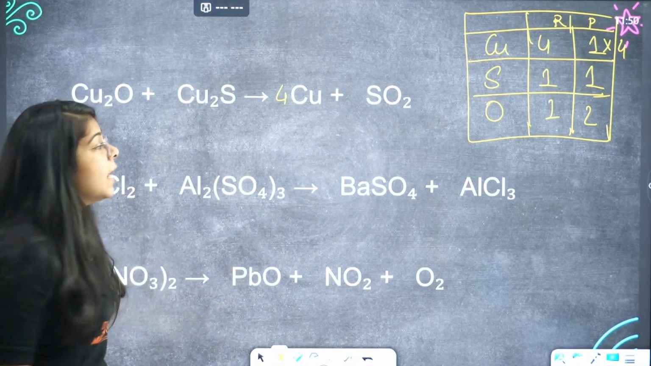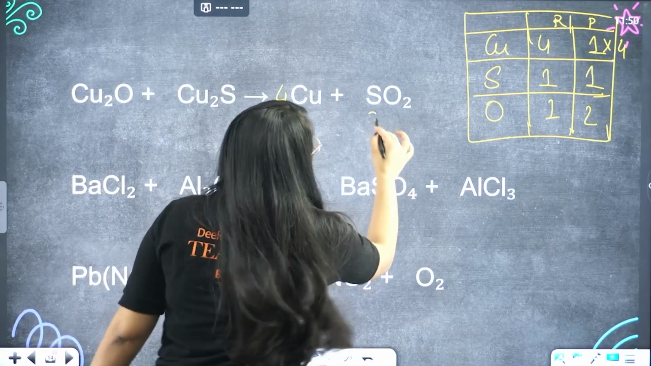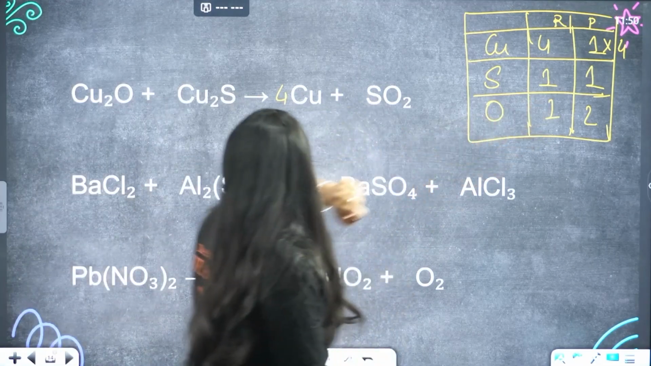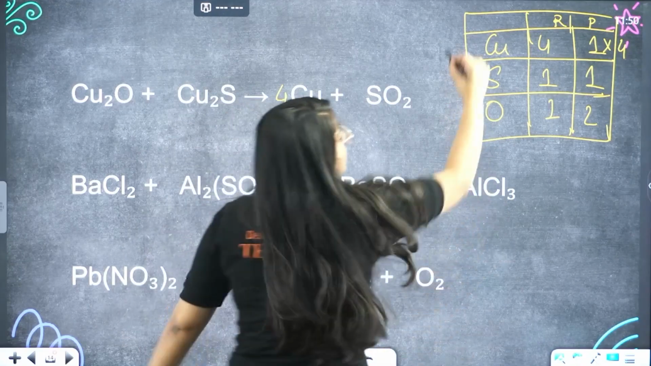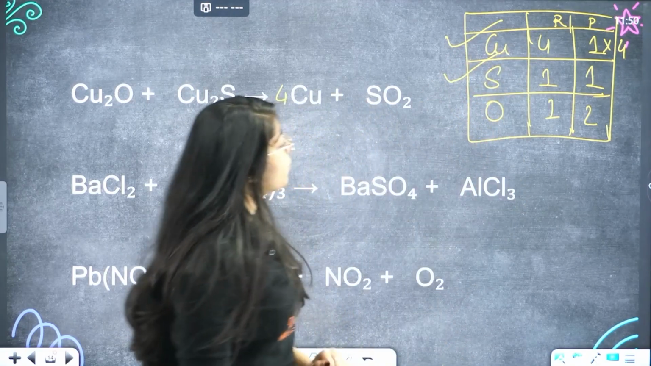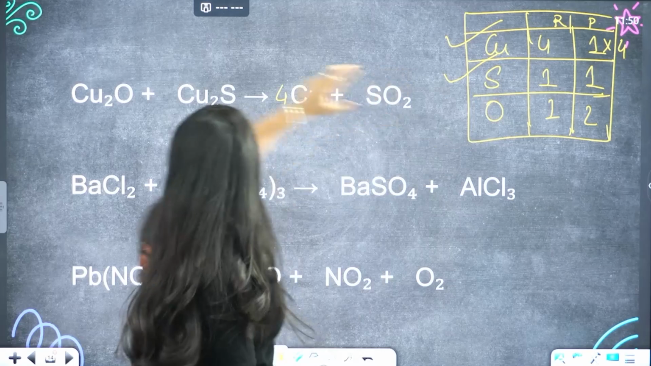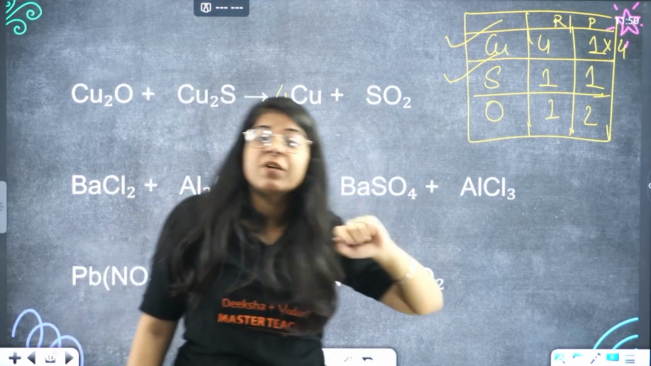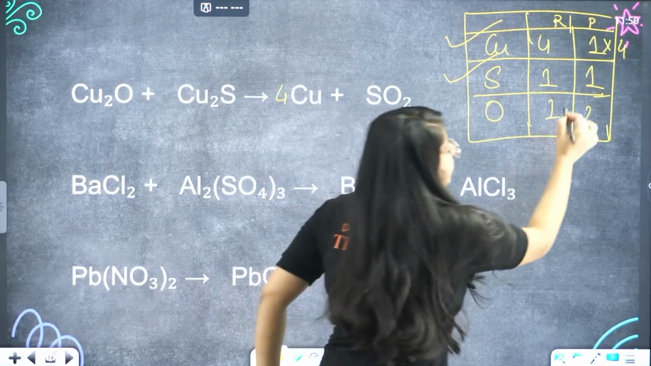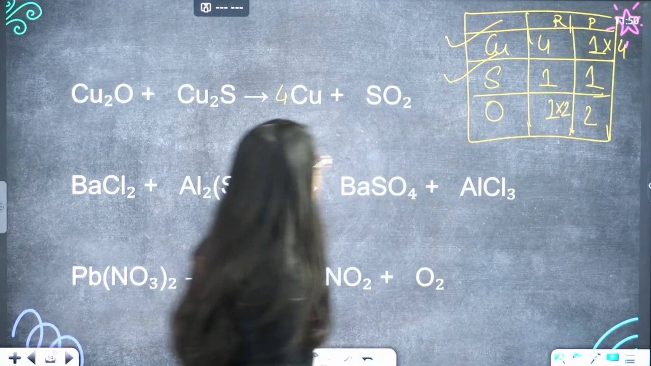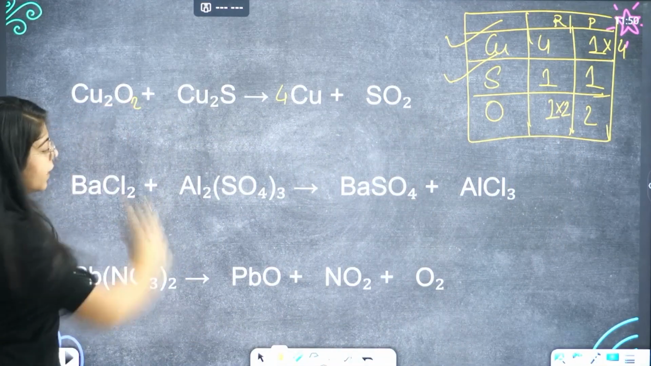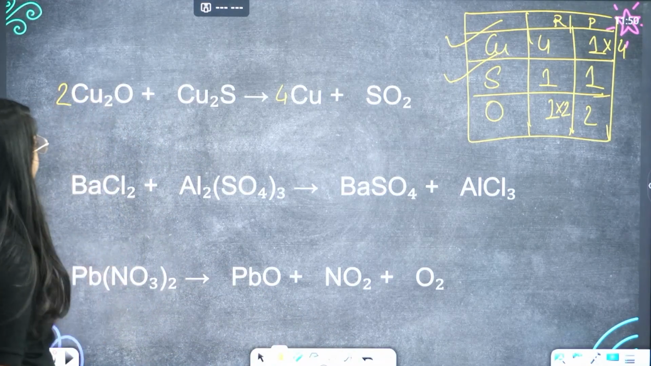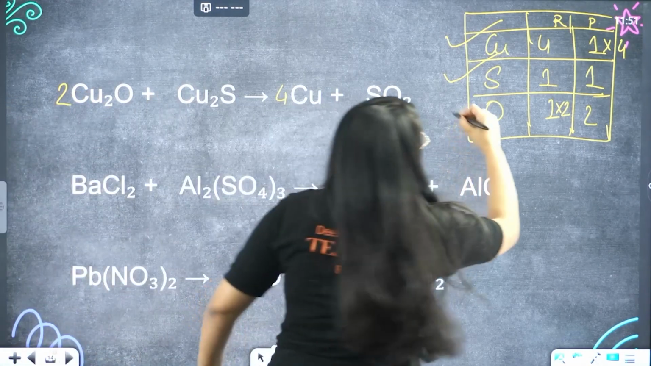Done. Okay, then moving on to sulfur. Sulfur is only 1 here and sulfur is only 1 here. So it's already balanced, right? Done. So copper balanced, sulfur balanced. Coming back to oxygen. Now on the reactant side we have only 1 oxygen. On the product side we have 2 oxygen. That means we have to multiply the reactant side oxygen with 2. But I cannot multiply 2 here in the formula, right? I have to do it at the start. Okay, ma'am. So, oxygen also got balanced.